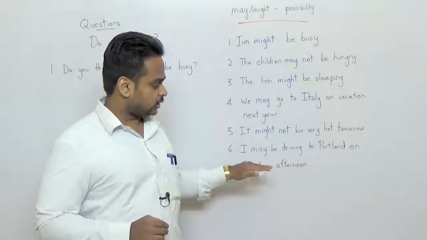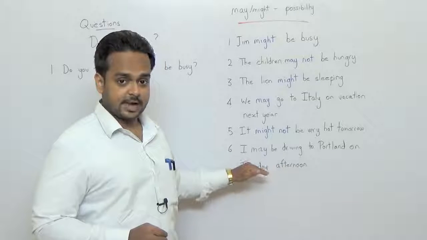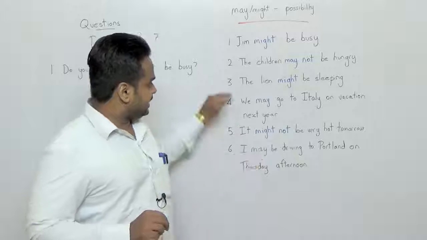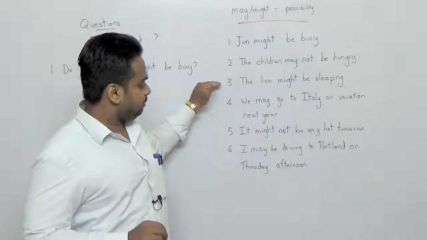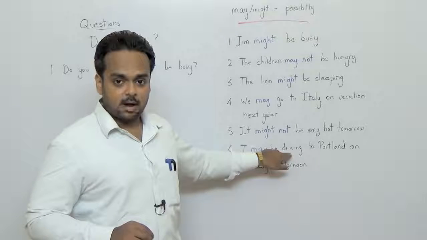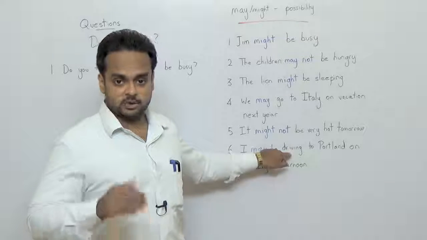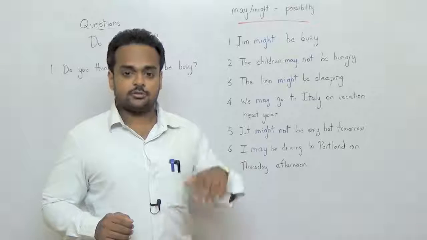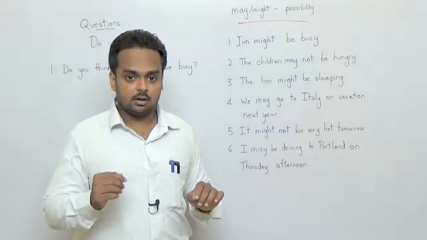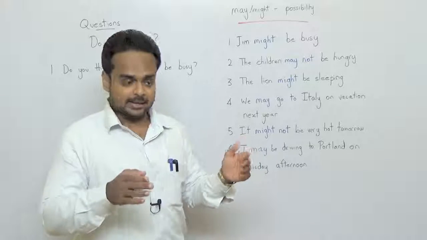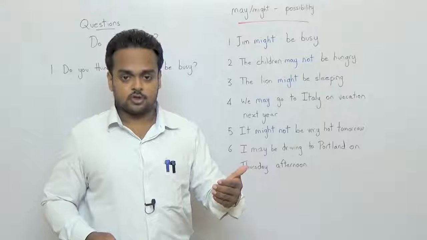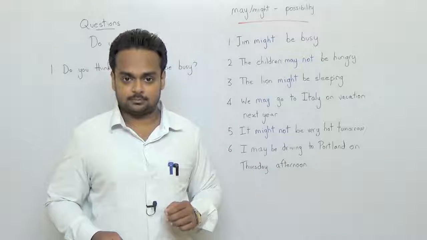Now, of course, this talks about the future because it says Thursday afternoon. However, this is like this sentence over here because the sentence makes a guess about a continuous action in the future. So on Thursday afternoon, I think I will be in the middle of a continuous action, and that action is driving. So I may be driving to Portland on Thursday afternoon.